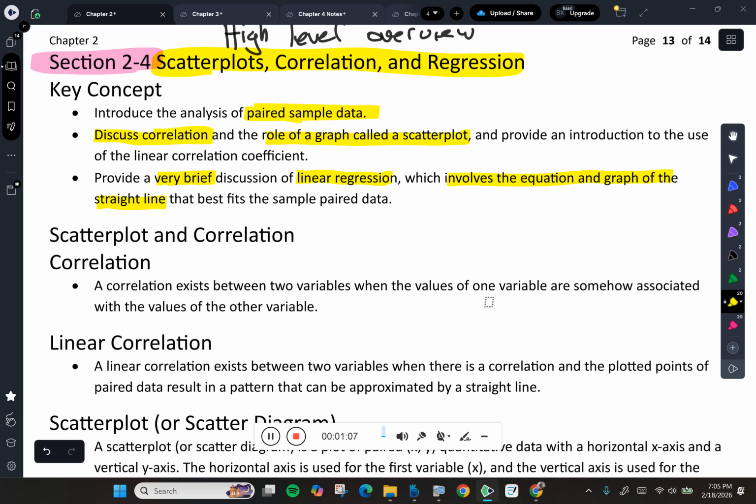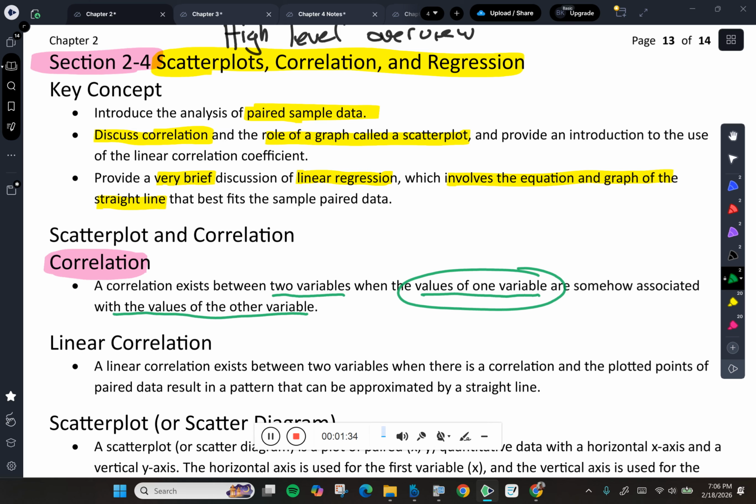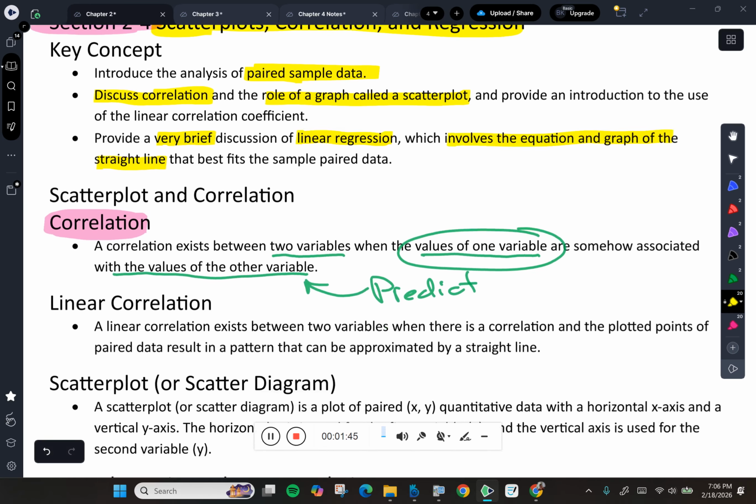Okay, so let's start out with some terminology. Correlation is our first piece of terminology when we're talking about scatter plots. A correlation exists between two variables when the values of one variable are somehow associated with the values of the other variable. And what I mean by that is a correlation exists if you can use the values of one variable in some way to predict the values of the other variable. Right? That's correlation in general.